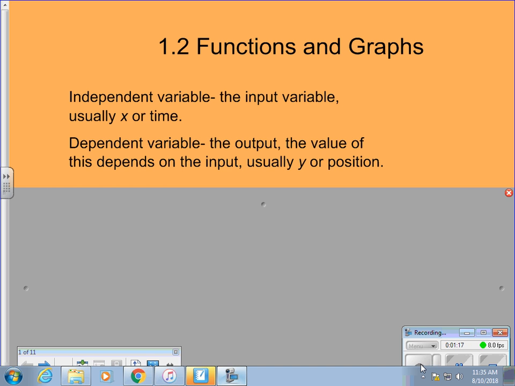Dependent variable is the output. The value of this depends upon the input, usually y or position or something else. Your y is your dependent, x is your independent. You pick the independent, the other one's determined by what you plug into the formula or equation.